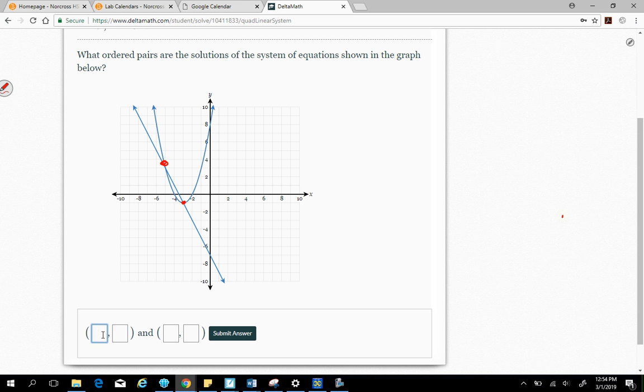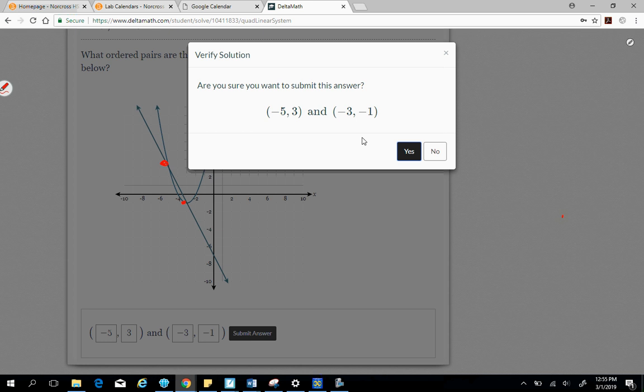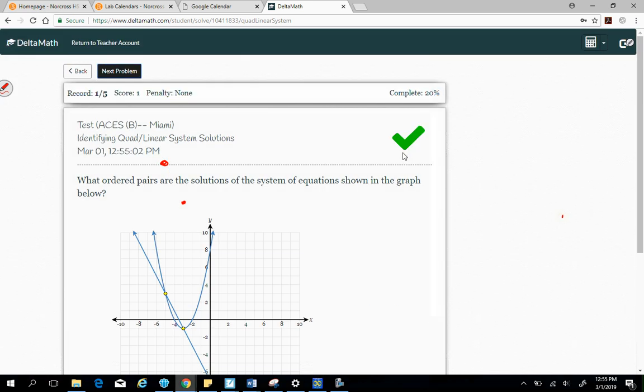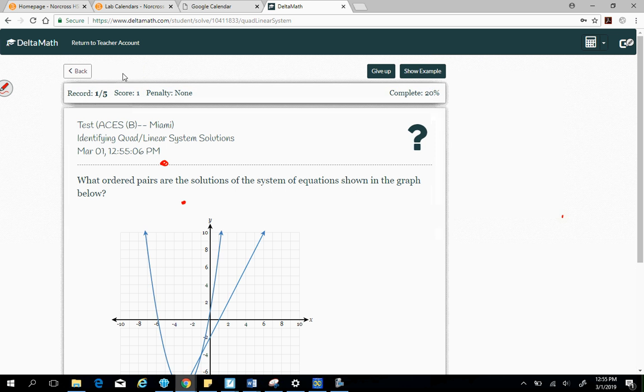A lot of people are like, why does it keep saying I'm wrong? I have the right numbers. Remember, x coordinate is side to side. So this one would be -5, comma, what's the y value? Is it 4 or 3? It's 3. And then this one is -3, comma, -1. That's all you're doing for that one. To find the solution just means finding where they meet.